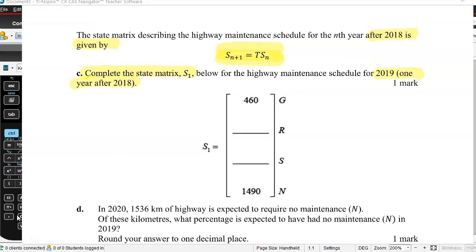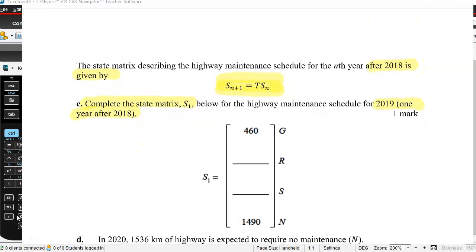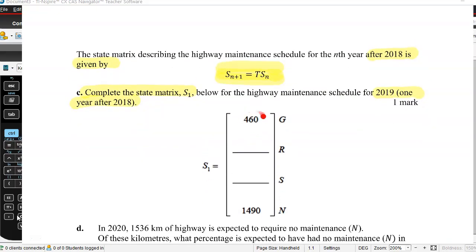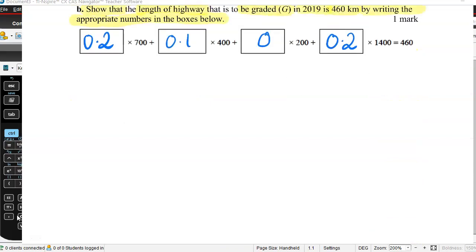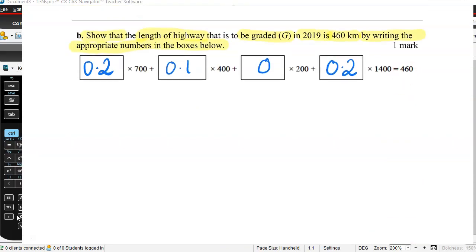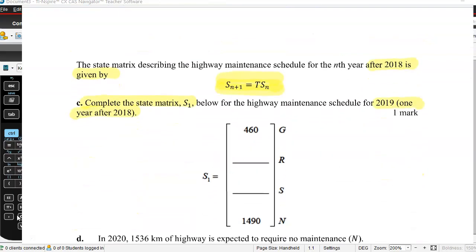Okay, so given that 460, which we were given here and showed how to calculate, is here. And they've given us that for no maintenance. Okay, well, let's look at our R. How many kilometres of roads are going to be resurfaced?